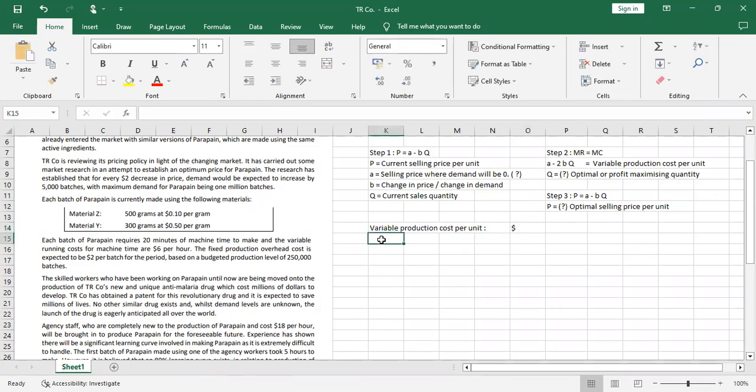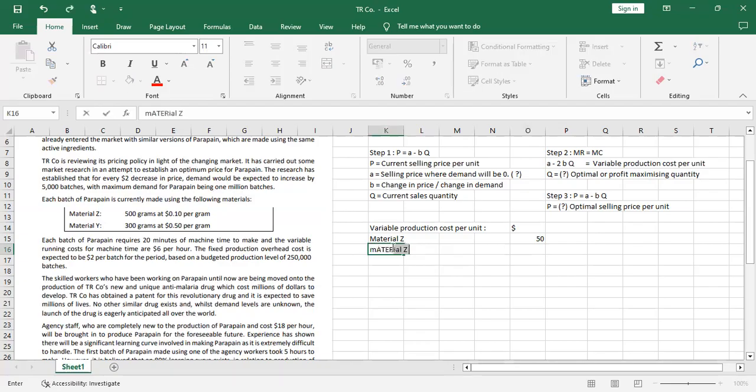So we will start from material Z. In the question, he says that 500 grams are needed. 500 into what? 0.1 gram is the price. So $50 is the answer.